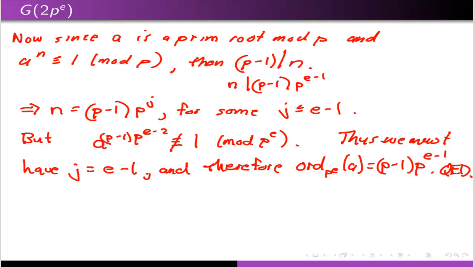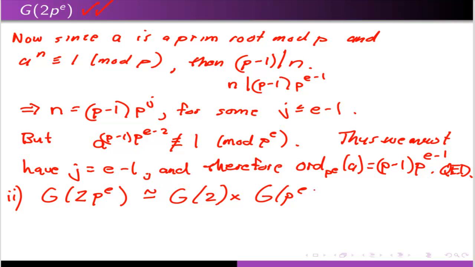Okay, now this slide I mentioned at the top, let's look at the group of units mod 2 times P to the E. And the second part of the theorem was to establish that this is also a cyclic group. And this will be immediate because the group of units mod 2 times P to the E is isomorphic to G2 cross G_P to the E. That was by the Chinese remainder theorem.